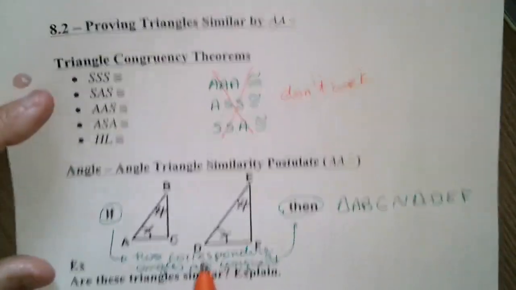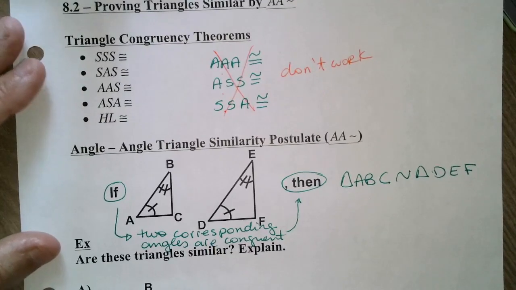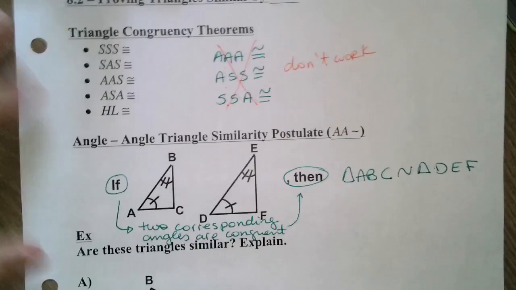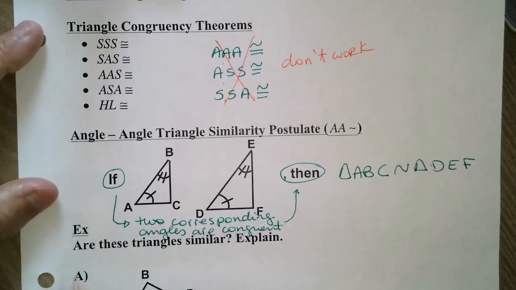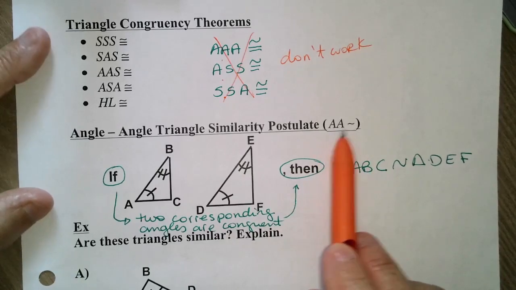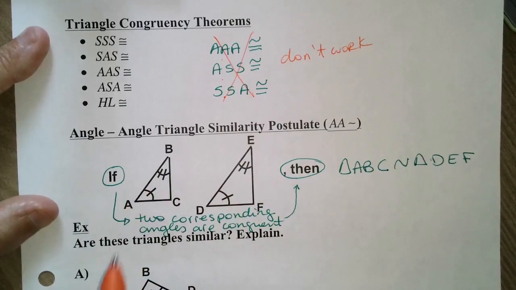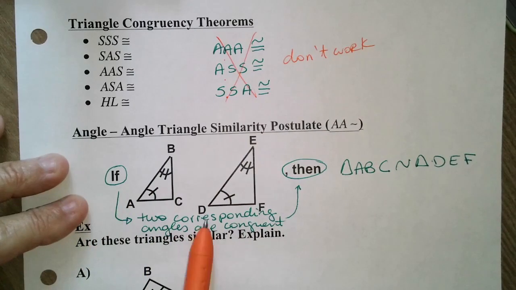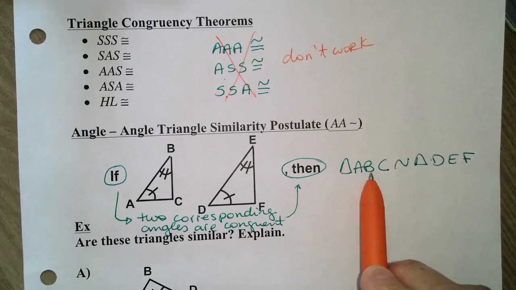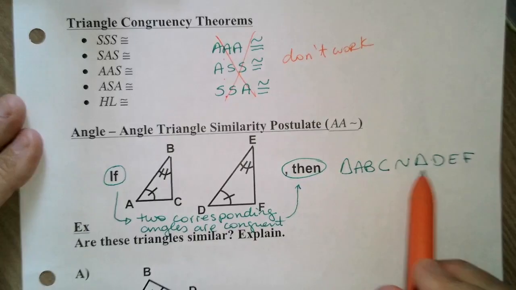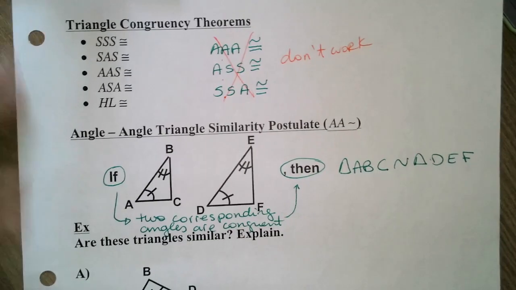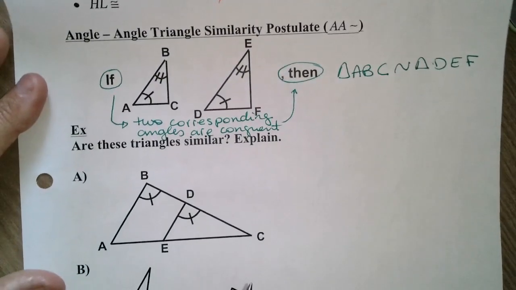Okay, now we're going to take a look at some theorems or postulates that help us identify two triangles are similar. So these are some shortcuts again. The first one we're going to look at is the AA similarity, angle-angle similarity postulate. If two corresponding angles are congruent, then triangle ABC is similar to triangle DEF. Remember the symbol for similar. Let's take a look at an example and see how this works.